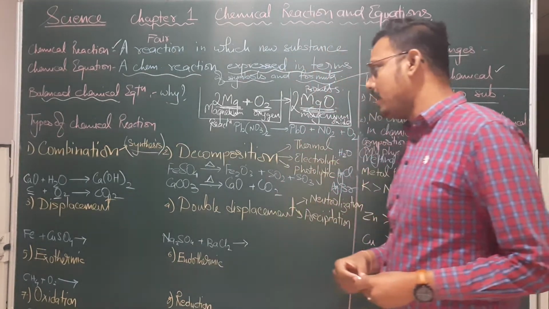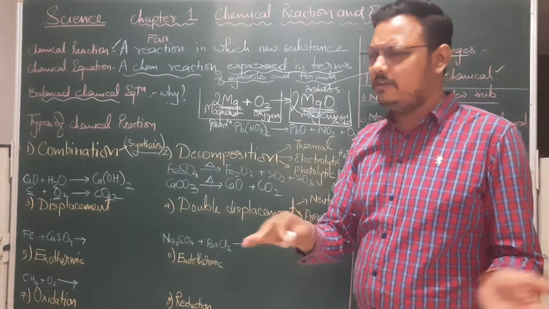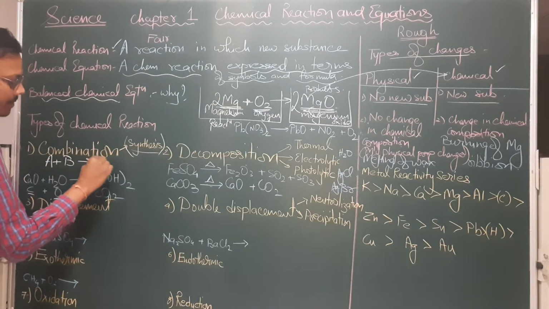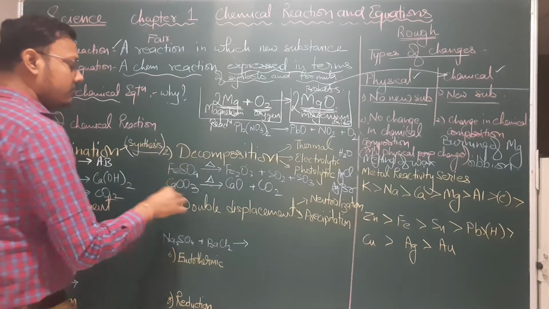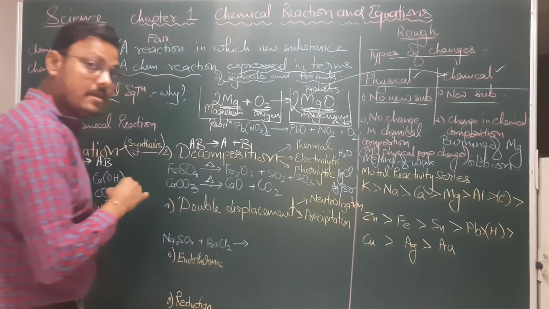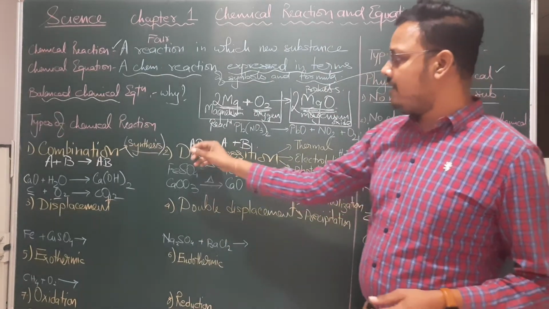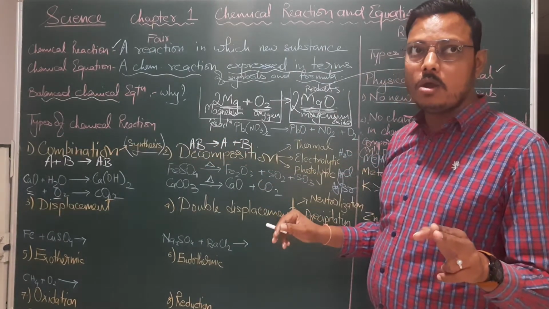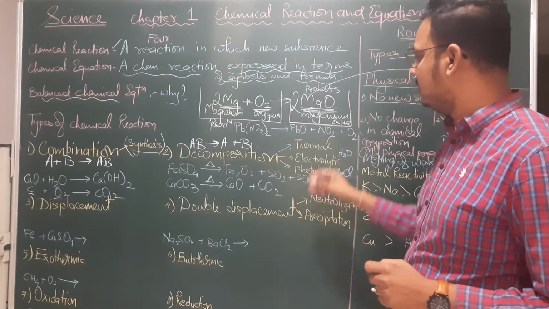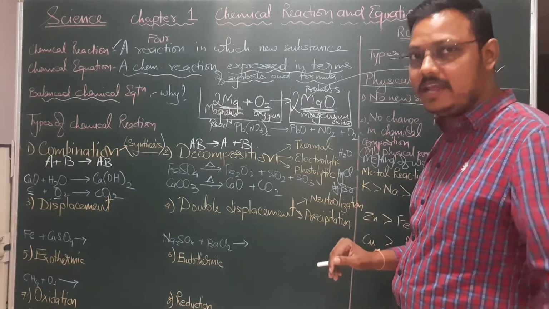Now coming to the next one, decomposition reaction. What do we mean by decomposition? It's just the opposite of combination. Suppose in combination A and B combine to form AB. In a decomposition reaction, we already have AB, which will decompose to form A plus B. Very simple. We can say a decomposition reaction is a reaction in which one reactant breaks down to form two or more products. There are three different types of decomposition reaction: thermal decomposition, electrolytic decomposition, and photolytic decomposition.